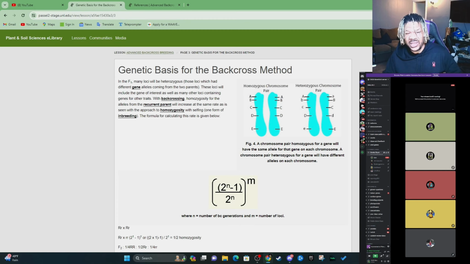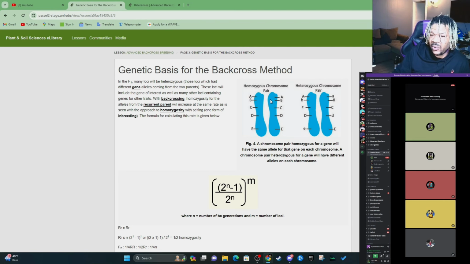In the F1, many loci will be heterozygous. Those loci had different alleles coming from the two parents. These loci will include the gene of interest as well as many other loci containing genes for other traits. With backcrossing, homozygosity for the alleles from the recurrent parent will increase at the same rate as seen with the approach of homozygosity with selfing, one form of inbreeding. The formula for calculating this rate is given below.